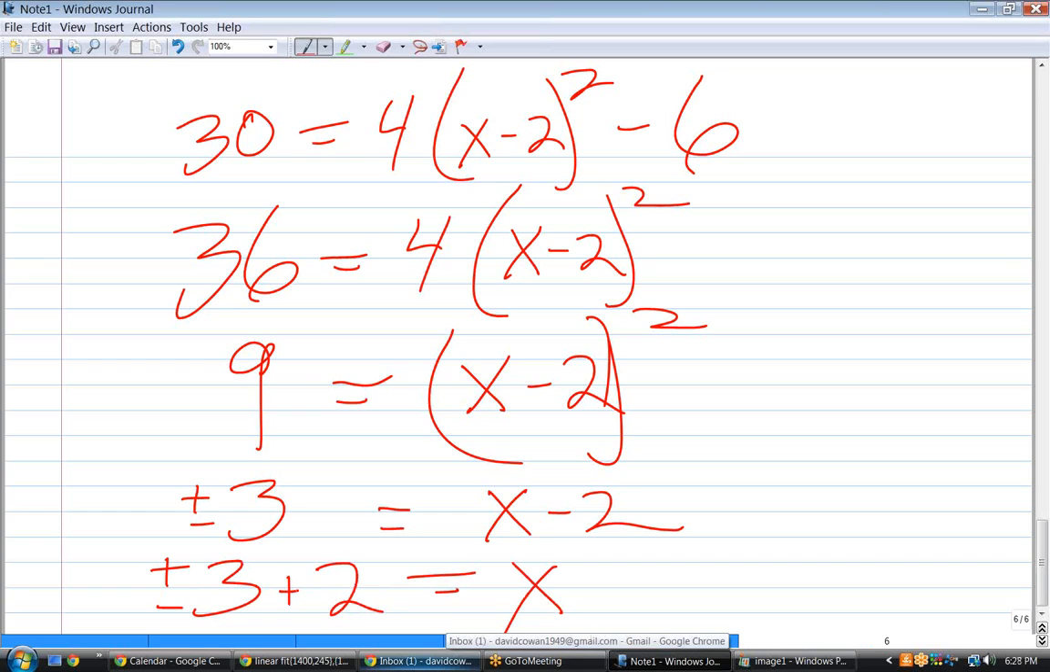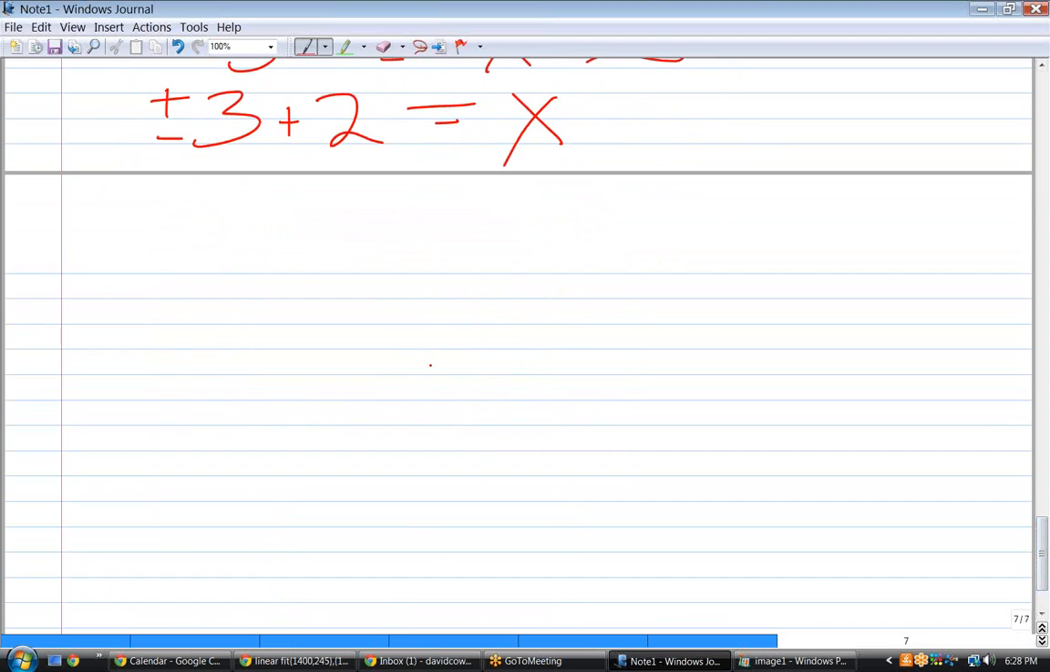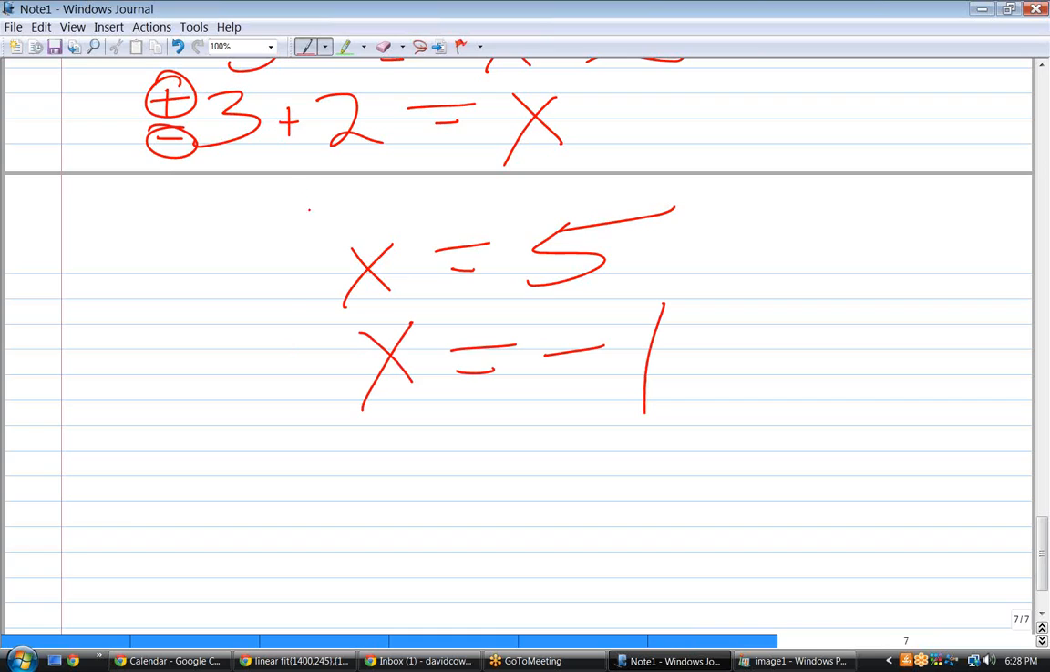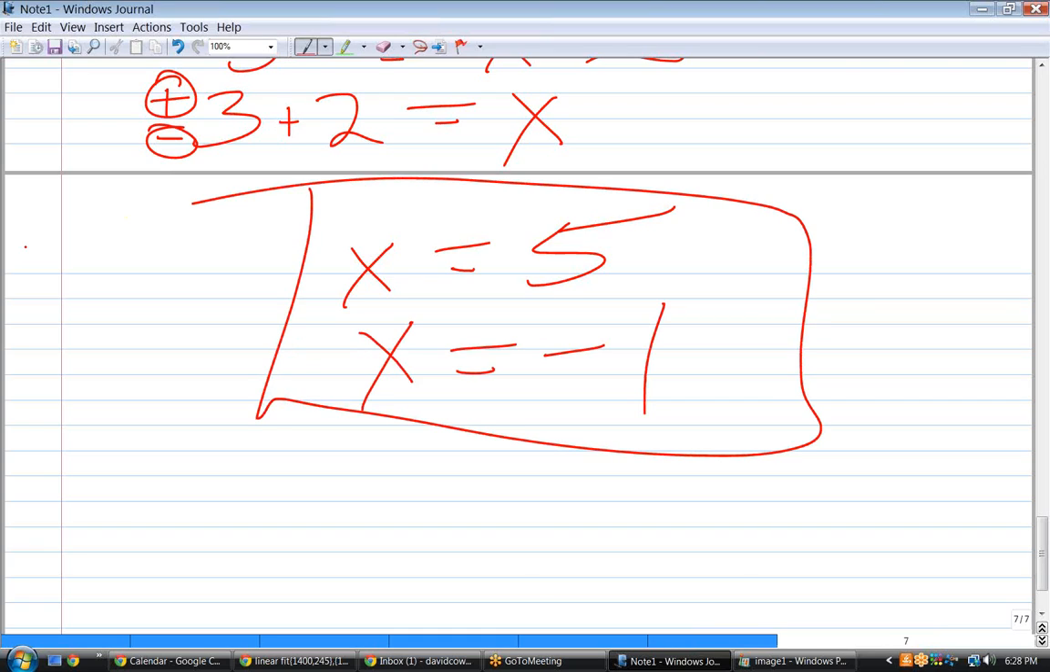Okay, you see how I get to that step? Uh-huh. Now, what are my two answers for x? 5 and negative 1. In other words, the first answer is plus 3 plus 2, so there's 5. The next answer is the negative, negative 1. Yeah, exactly. That's the same answer we got when we did it the first time. But we did it a completely different way. Yeah, and it was a lot easier.